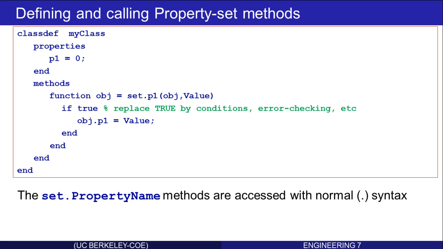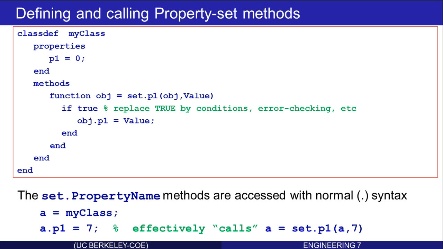The setPropertyName methods are called using the normal dot syntax. For instance, if A is an object of class myClass, then the value of the P1 property can be set to 7 using the syntax A.P1 equals 7. Effectively, this calls the set.P1 method of that form. But you don't write that. Express it with the normal dot syntax. Dynamic property referencing also works. Review that for structures.